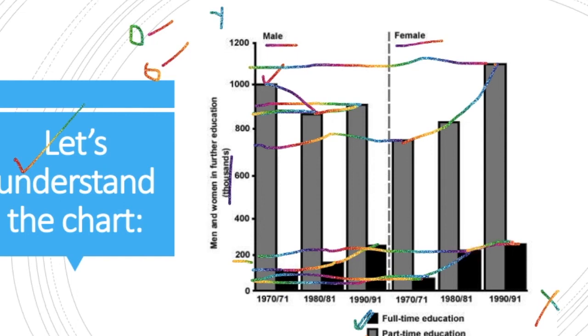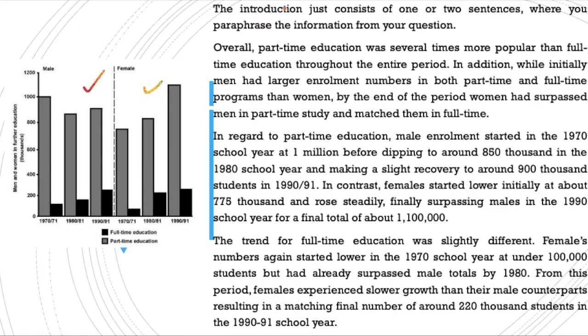So it increased, but it increased at a slow rate, while their counterparts rose steadily from 100,000 to 175,000 to, let's say, 225 or 220,000. So make sure to include the data in the detailed paragraph. This is a sample answer that you can take a look at.